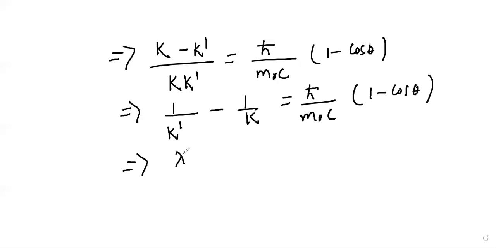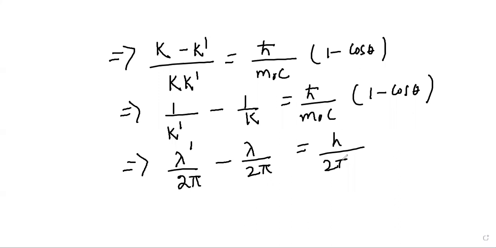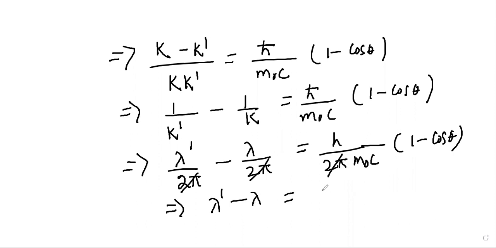Now k is equal to 2 pi by lambda, the wave vector, we know that. So substituting that, 1 by k prime will now be lambda prime by 2 pi, minus lambda by 2 pi, is equal to ħ. If I want to write ħ in terms of 2 pi, let me write h by 2 pi, which is your ħ, divided by m0 c, and then (1 minus cos theta). You can see 2 pi on both sides, so cancel those. Then you get lambda prime minus lambda is given by h by m0 c, multiplied with (1 minus cos theta).